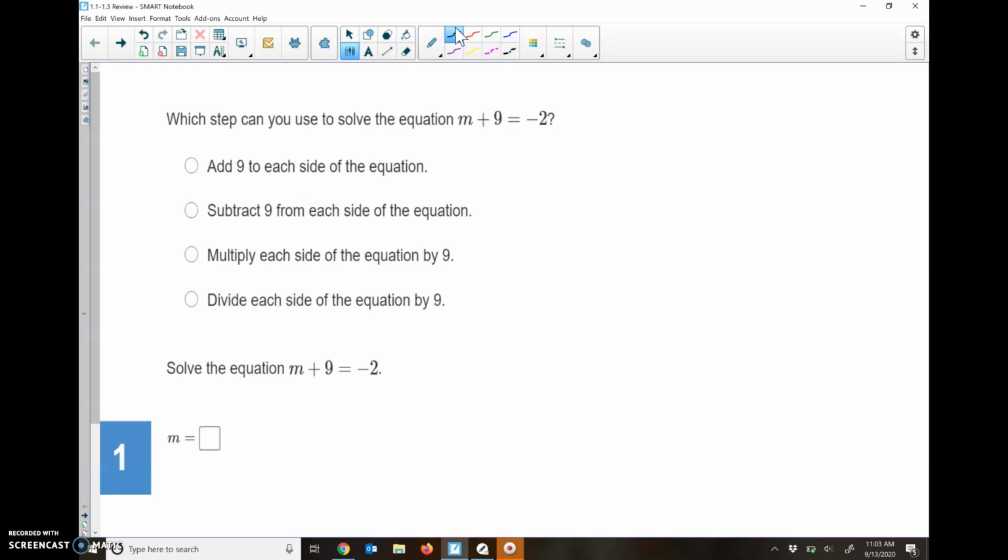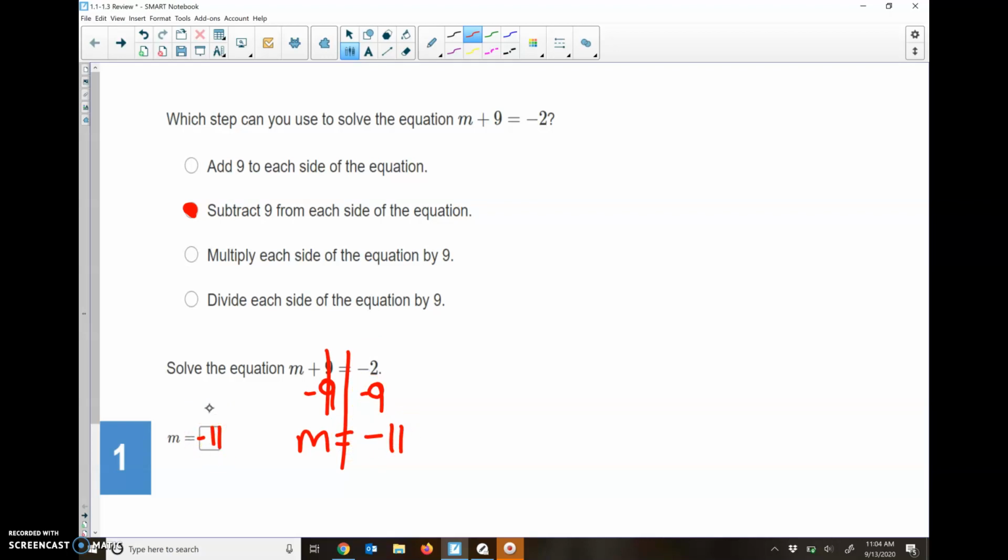All right, so number 1. Which step can you use to solve the equation m plus 9 equals negative 2? So I see right here I have m plus 9. So I'm looking for something that says subtract because that's the opposite. And the only one that says subtract is that second option. And then it wants us to solve. So if I were to subtract 9 from both sides, 9 minus 9 is 0. And negative 2 minus 9 is negative 11. So I'd put negative 11 in the box.